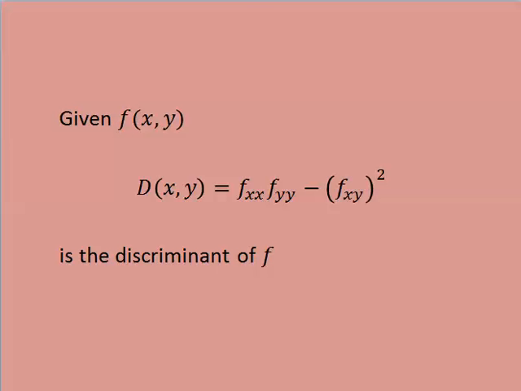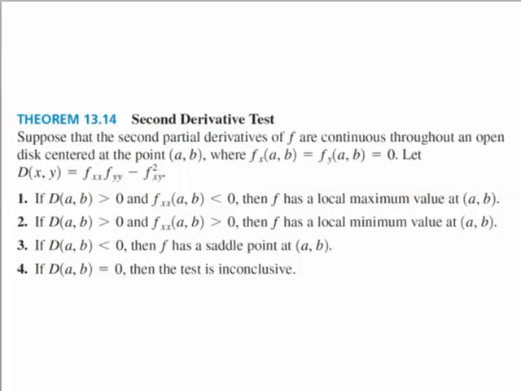Given f, we define the discriminant of f in this manner. We are now ready for the second derivative test. If the discriminant is positive, you have a local max or min depending on fxx. If the discriminant is negative, you have a saddle point. And if the discriminant is 0, you don't know anything.